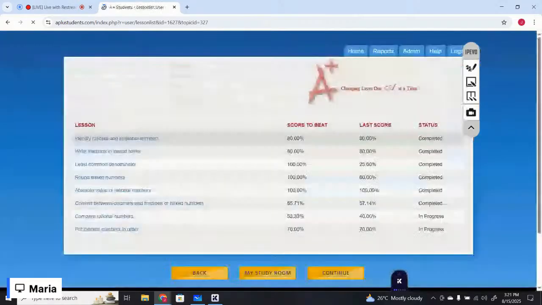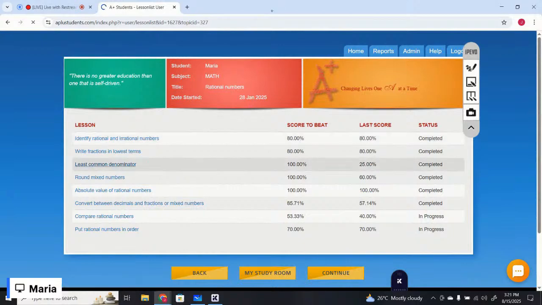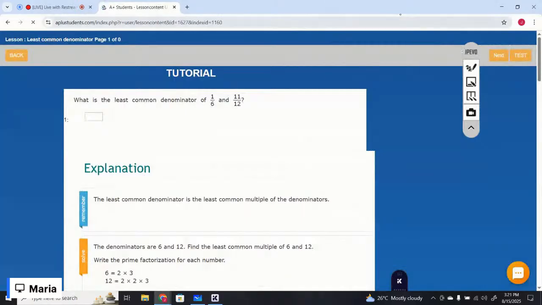Okay, you can complete the lesson by yourself later today. Let me just move on to the next lesson. The next lesson is least common denominator. What is the least common denominator of 1 by 6 and 11 over 12?